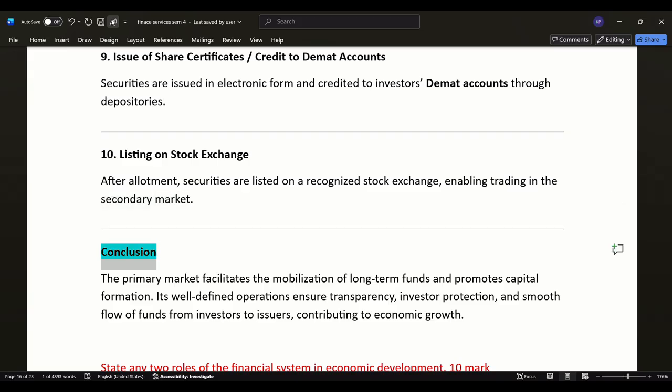Conclusion. The primary market facilitates the mobilization of long-term funds and promotes capital formation. Its well-defined operations ensure transparency, investor protection, and smooth flow of funds from investors to issuers, contributing to economic growth.